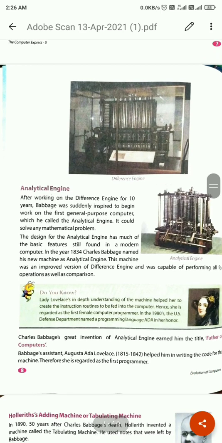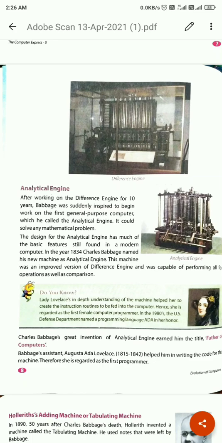The design for the analytical engine has much of the basic features still found in a modern computer. Okay students, so it had some features which we can still find in modern computers also. In the year 1834, Charles Babbage named his new machine the analytical engine.